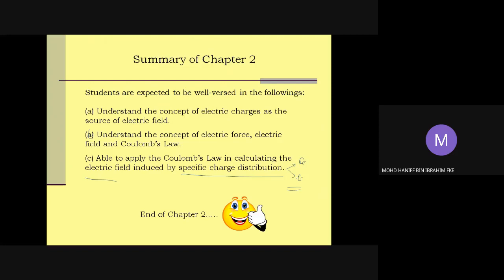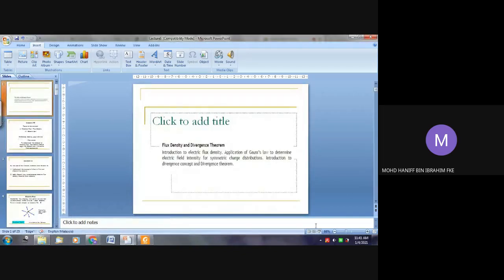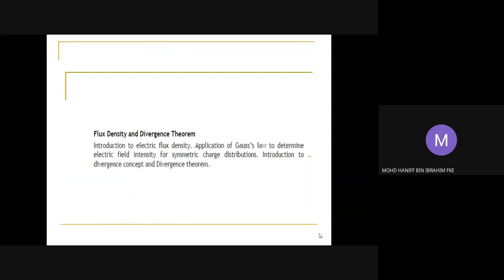No? So if there's no question, I think we can now proceed with lecture number 6, a new lecture, a new chapter. In lecture number 6, we're going to start a discussion on chapter 3. If we base on the quantity formation, basically the topics will be on flux density and the divergence theorem. This is the main title of chapter 3.